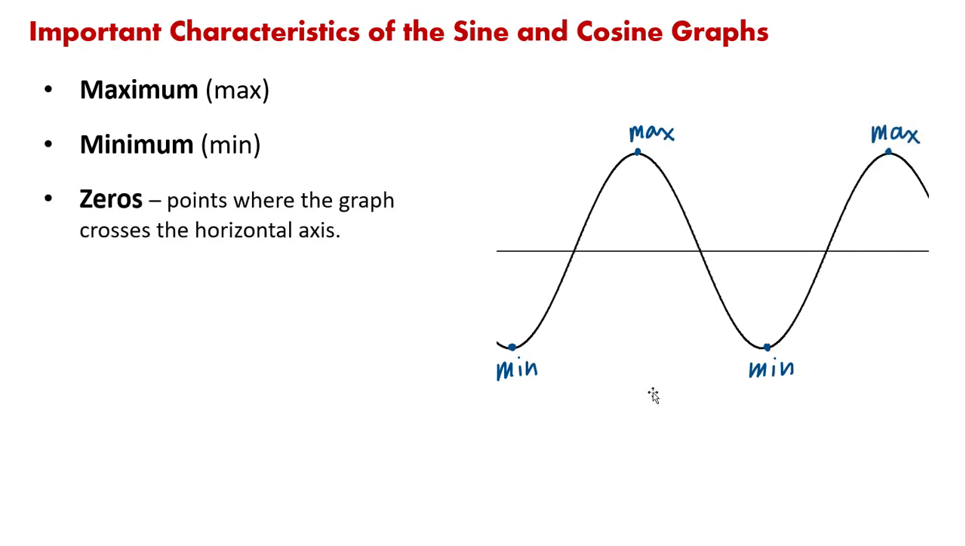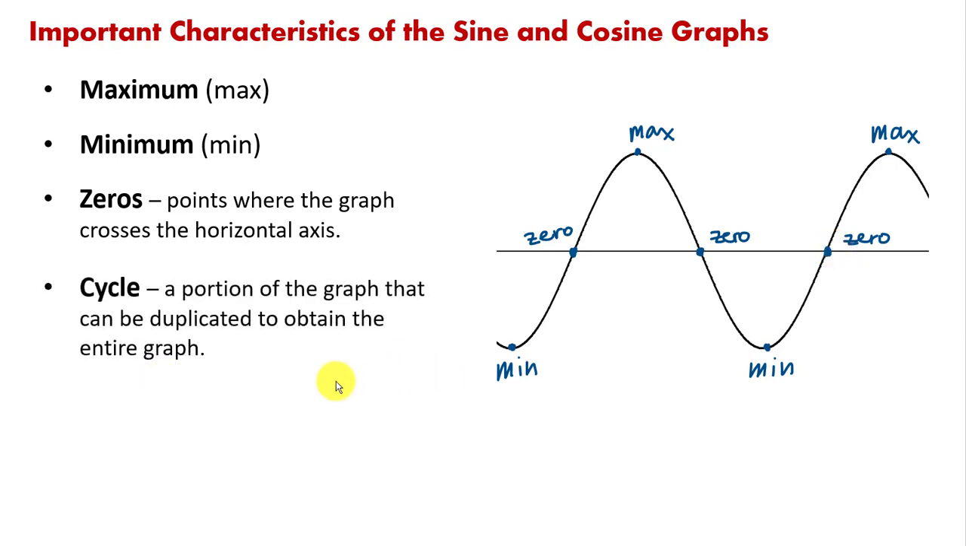The other important points on the graph are zeros. Zeros are where the graph crosses the horizontal axis. So on this sketch, I can see 3 zeros. At those places, the function value or y value is 0. That's where the name comes from.